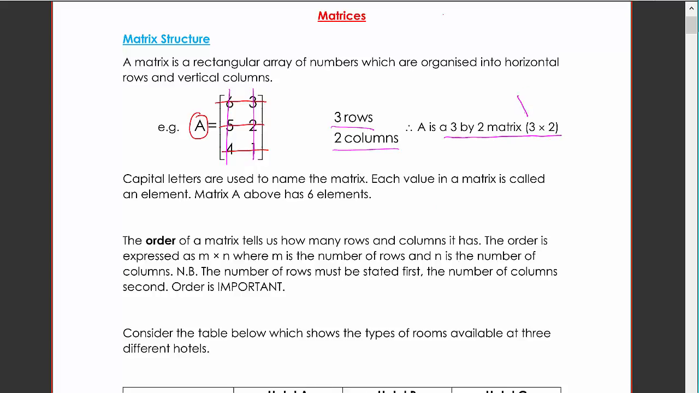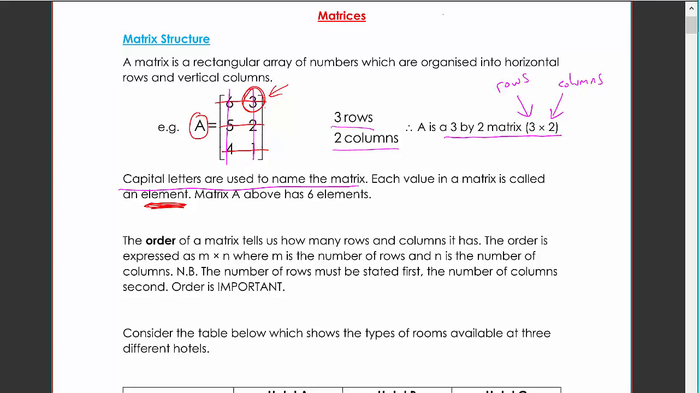When we name the order or size of a matrix, we do the number of rows multiplied by the number of columns. As I mentioned, capital letters are used to name the matrix. Each value in a matrix is called an element of the matrix. So 3 here is an element of this matrix.